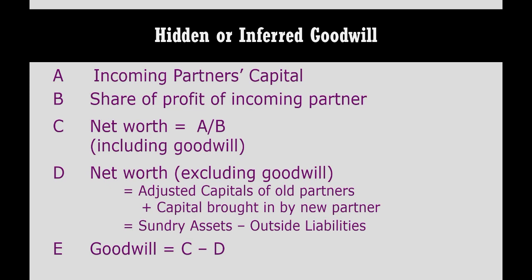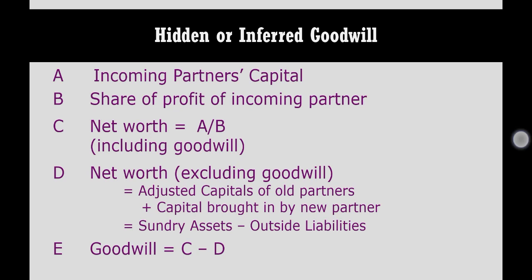Simple. Let's check out once again. First, write incoming partner's capital. Write his share. Divide both the amounts. We will get net worth, including goodwill. Then find net worth excluding goodwill by adding all the capitals of all the partners, adjusted ones, or sundry assets minus outside liabilities. Then we will deduct both the amounts we got, and we will get the amount of goodwill.